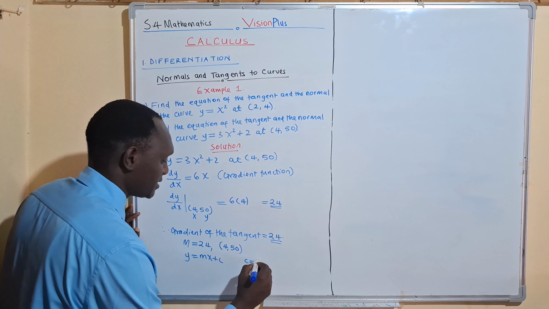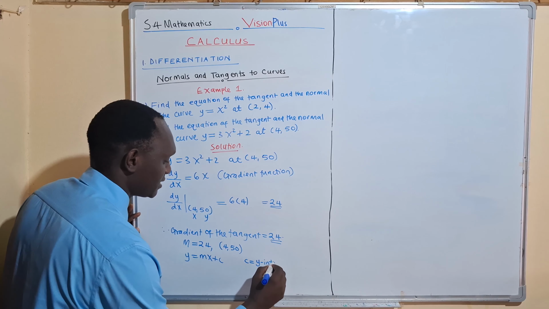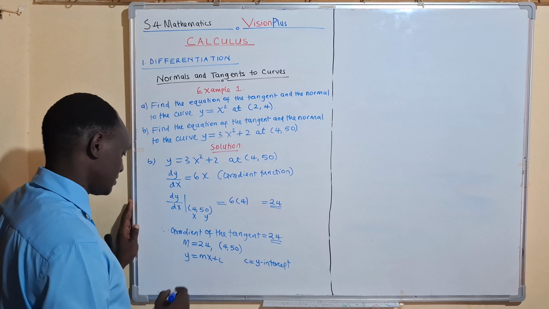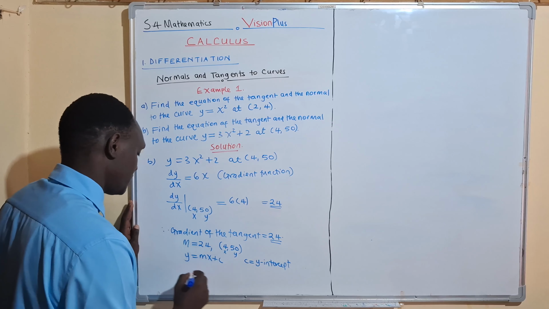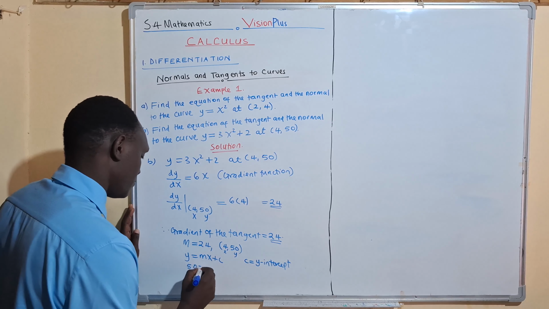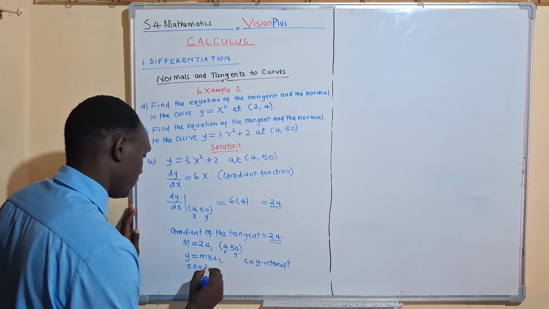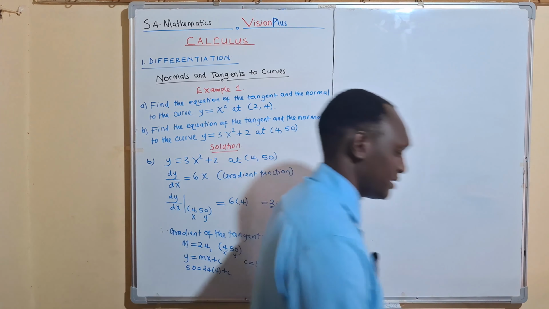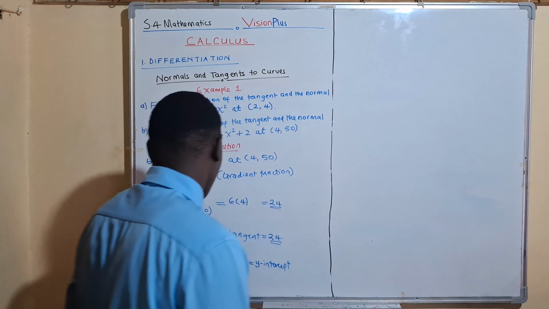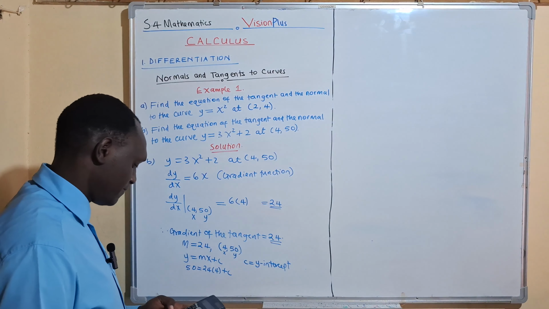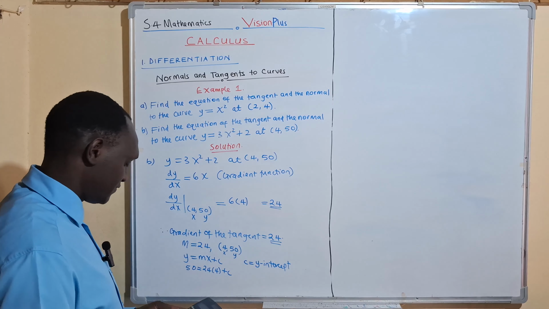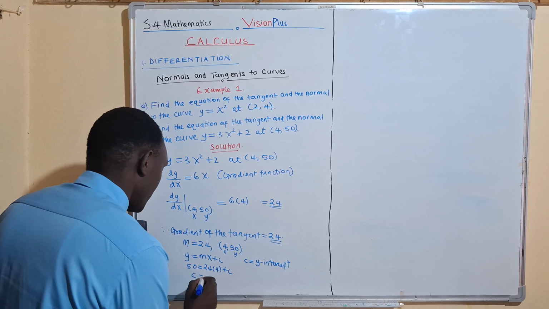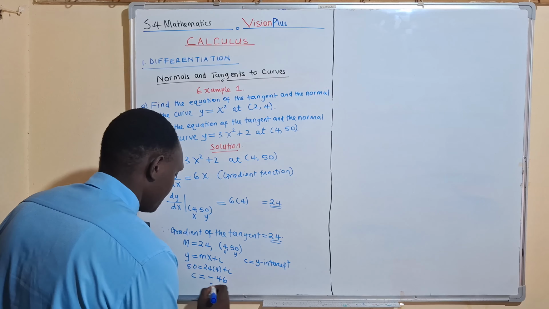And now we need to get c, where c is the y-intercept. This is the point on the y-axis where the tangent touches the y-axis. So this is x, this is y. We substitute 50 equals the gradient 24, x is 4, plus c. Then you press your calculator and get c. That means 24 times 4, then we take it that side, 50 minus 96. So our c, which is the y-intercept, is negative 46.